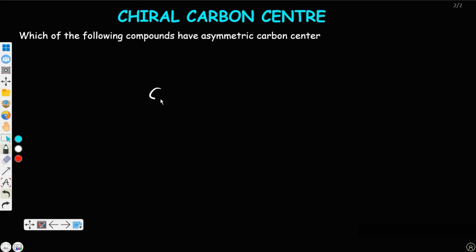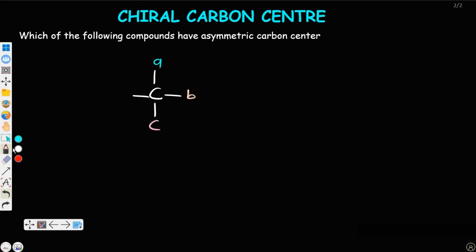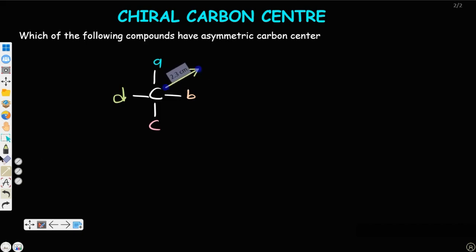If you have a carbon center such that you have A, and then you have B, and then you have C, and lastly you have D. This carbon center here that has 4 different groups about it is called a chiral carbon center.